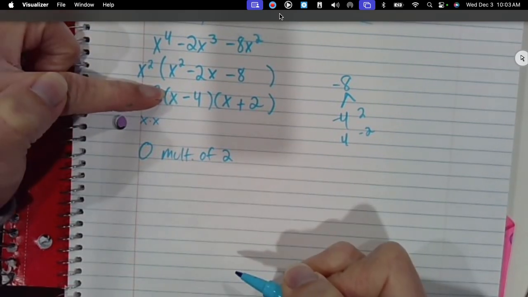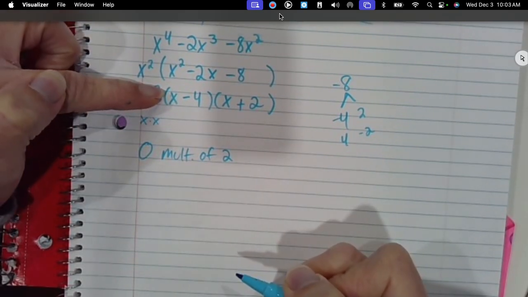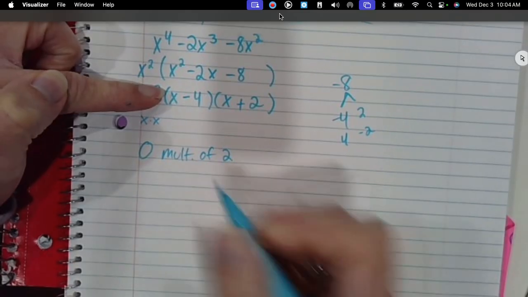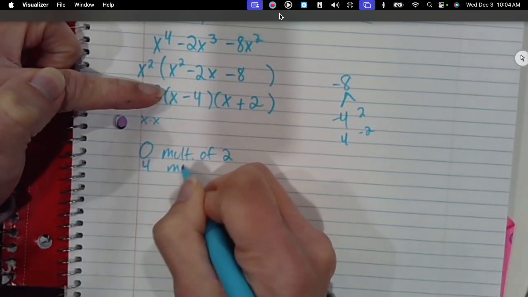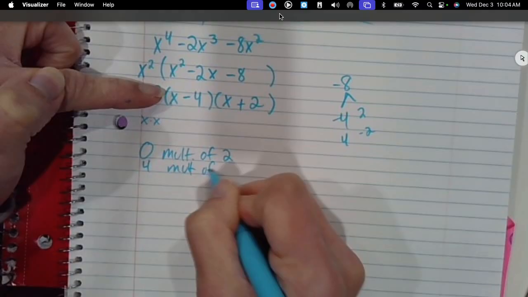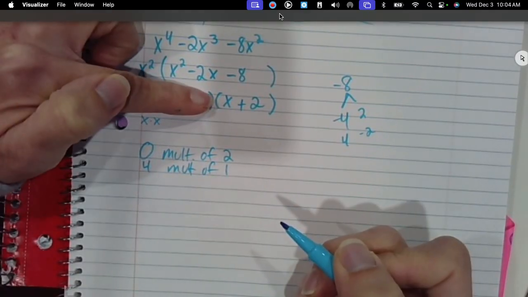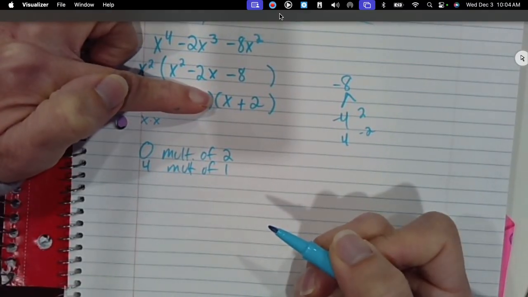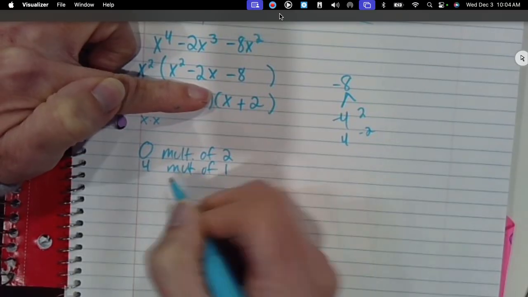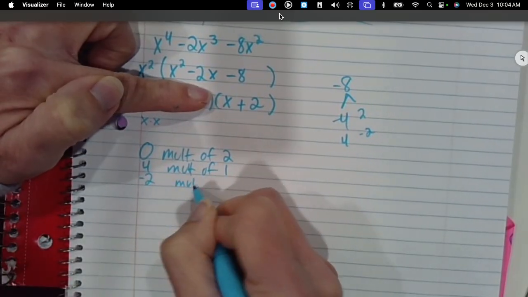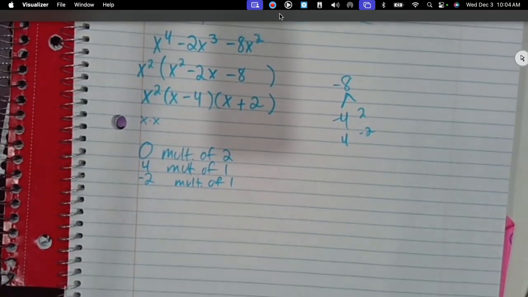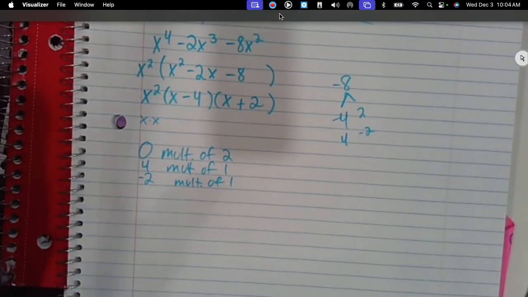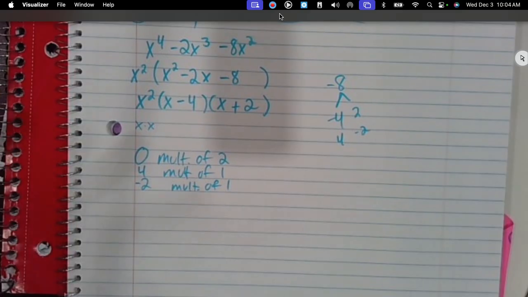What's this one? The x minus 4. 4. There's only one of those. So a multiplicity of 1. And what would this root be? What would make that go to 0? Negative 2. And there's only one of those. Does that make sense, y'all? That's really the only new thing. We actually did all that yesterday. This one was a little bit more difficult. But we have 2 of those. That's all it's saying.